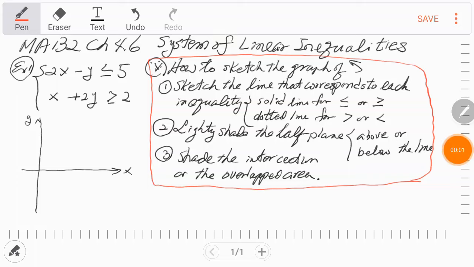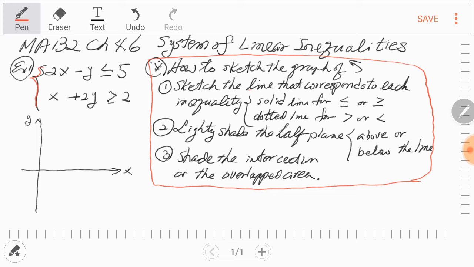Okay, in this section, we will sketch the graph of a system of linear inequalities. There are some methods of how to sketch the graph of a system of linear inequalities. First, in this example, there are two inequalities. So we will sketch the line of each inequality. We will write it as an equation and draw a straight line.